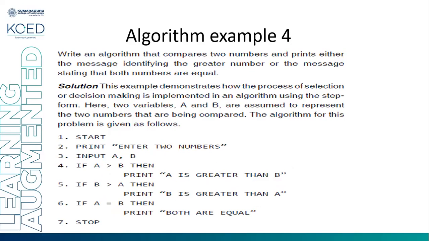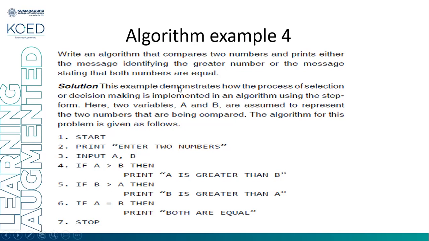Next, we have to write the algorithm to find the greatest of two numbers. So finding the greatest of two numbers is our problem. Write an algorithm that compares two numbers and prints a message identifying the greater number, or a message stating that both numbers are equal. Two numbers are given, we have to find which number is greater, or if the two numbers are equal, we have to state that also.